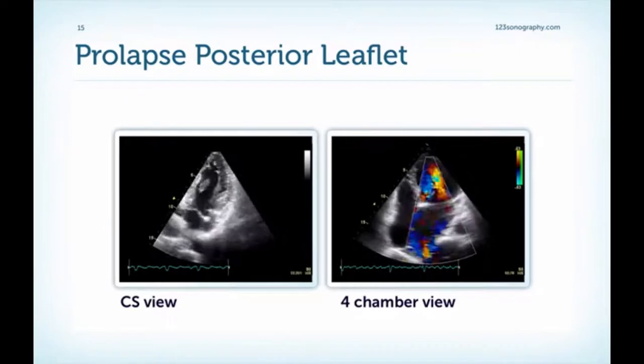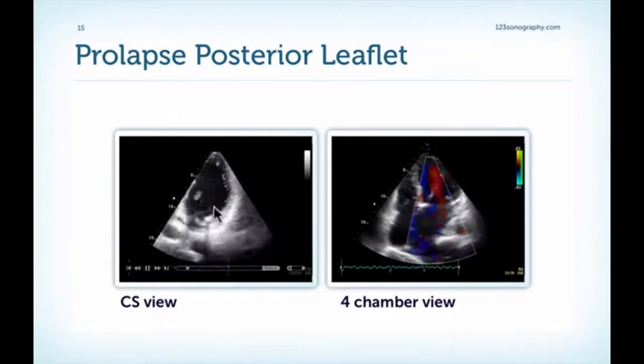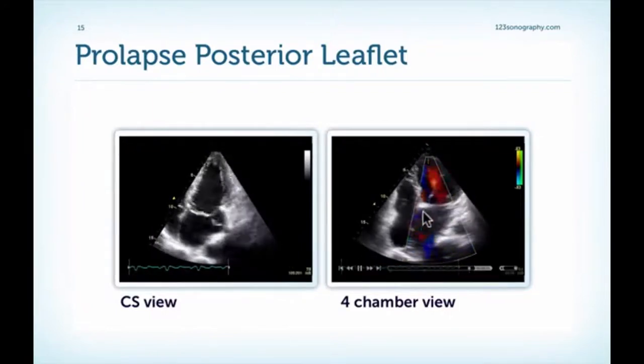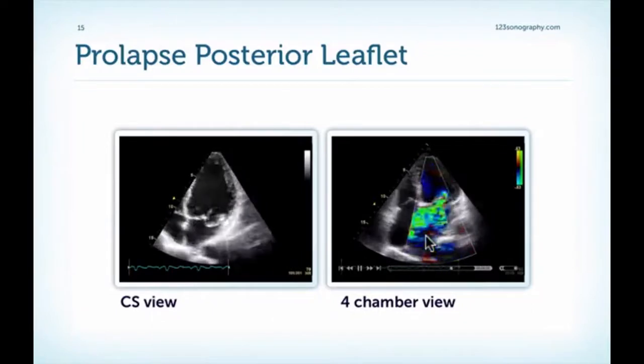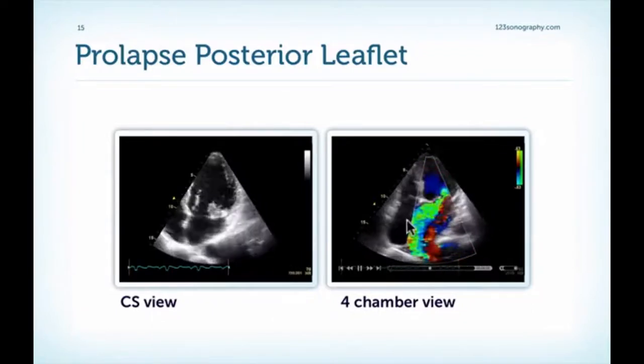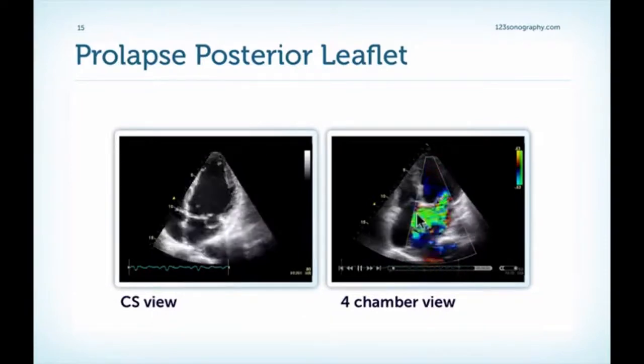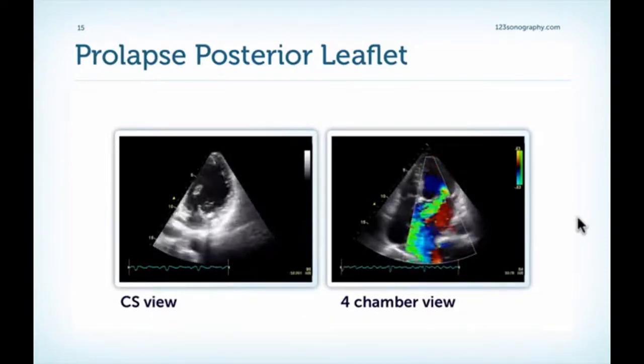We need to see an example. Prolapse of the posterior leaflet. See how prominent the prolapse actually is. And the jet is directed here towards the interatrial septum. As a matter of fact, you can really see how the interatrial septum bulges to the right because the jet is also directed into the interatrial septum.